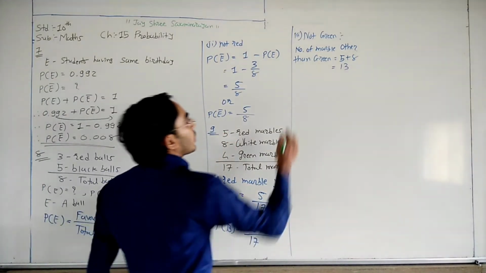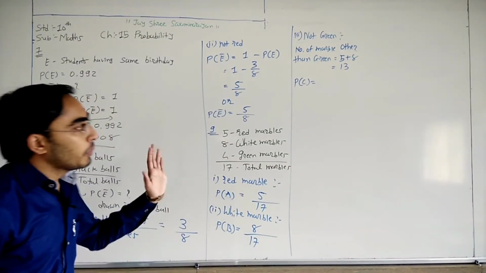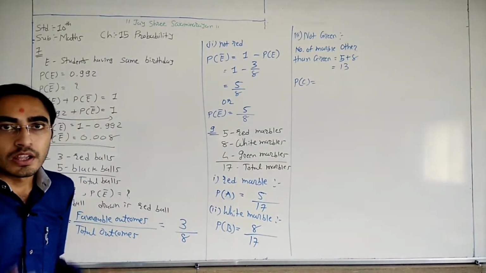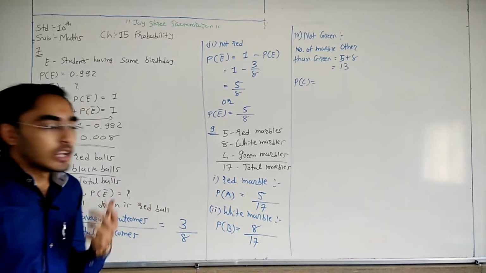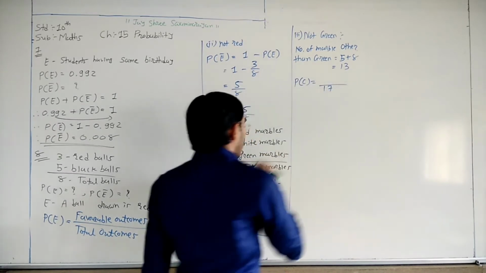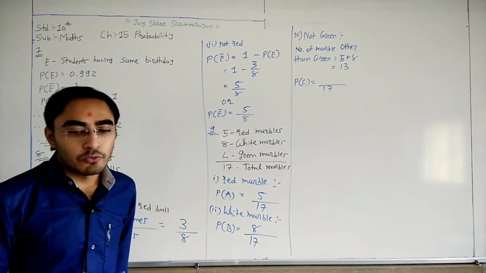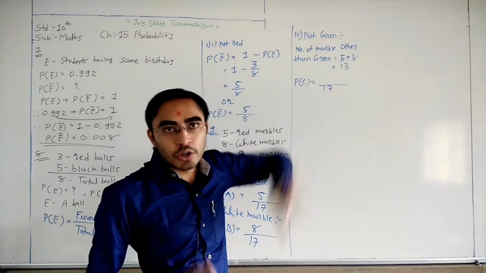Now we need to find the probability. So we give this event C. So the probability of event C. Again, favorable outcomes and total number of outcomes. The total number of outcomes remains the same, 17 total marbles. Now for the favorable outcomes, we need to find the probability for not green.